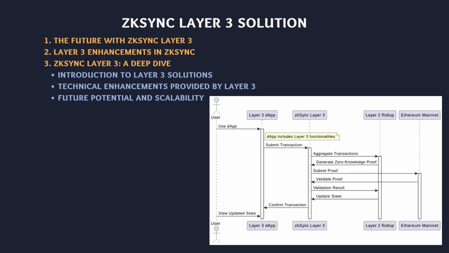Enterprise solutions. Layer 3 scalability and advanced features make it suitable for enterprise solutions. Businesses can leverage these capabilities to build robust and efficient blockchain-based applications that meet their complex requirements. Ecosystem growth. As Layer 3 solutions mature, they will contribute to the overall growth of the blockchain ecosystem. This includes not just the increase in the number of dApps, but also the enhancement of user experience and the expansion of blockchain use cases.